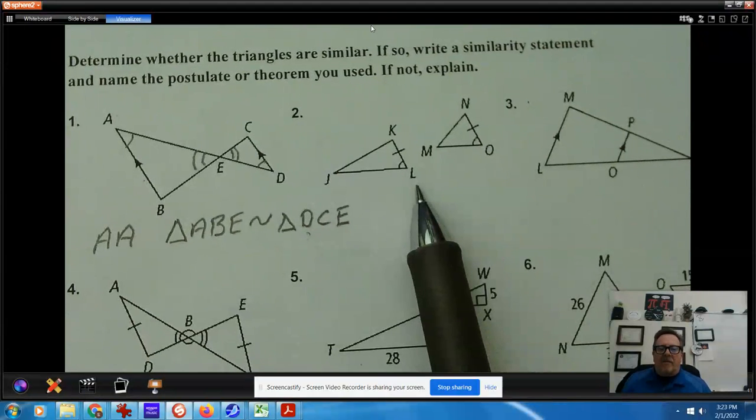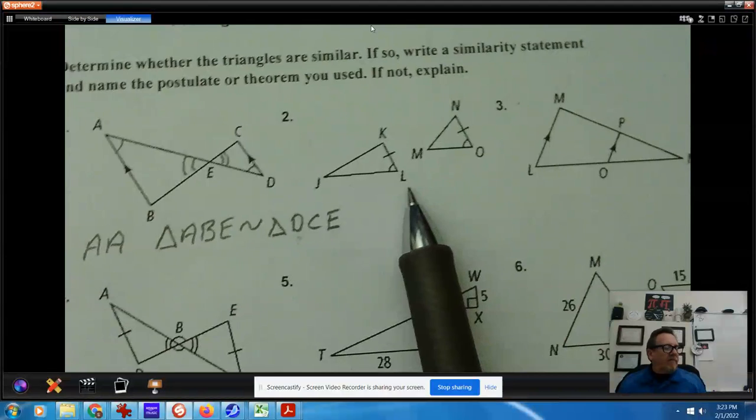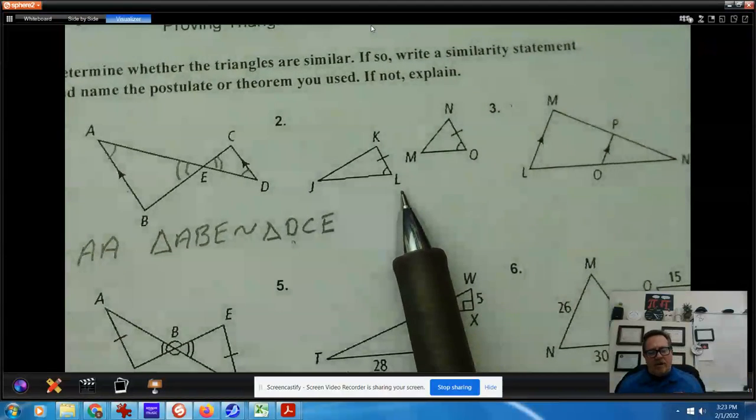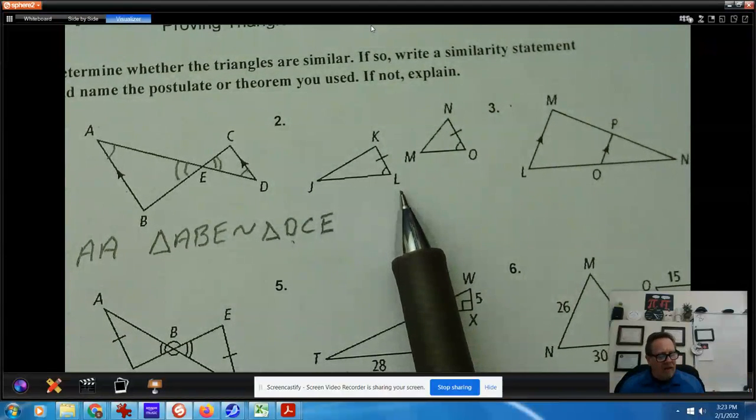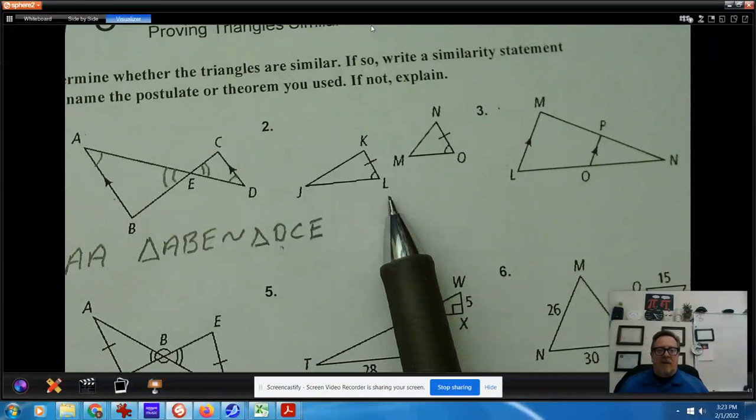If I take a look at number 2 here, and remember what our shortcuts are. The first one was angle, angle. And if you're interested in looking them up, they're all listed on 2 pages in your book, if you have it. Page 450 says angle, angle. Page 451 says there's a side, angle, side similarity, and there's a side, side, side similarity.